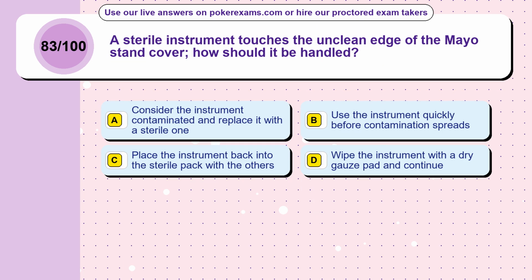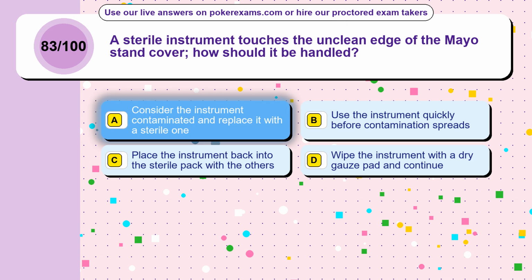Question 83. A sterile instrument touches the unclean edge of the Mayo stand cover. How should it be handled? Option A. Consider the instrument contaminated and replace it with a sterile one. Option B. Use the instrument quickly before contamination spreads. Option C. Place the instrument back into the sterile pack with the others. Option D. Wipe the instrument with a dry gauze pad and continue.